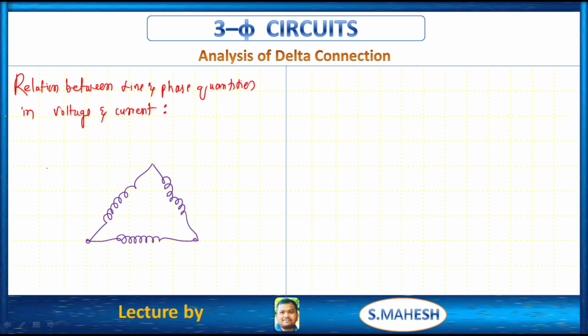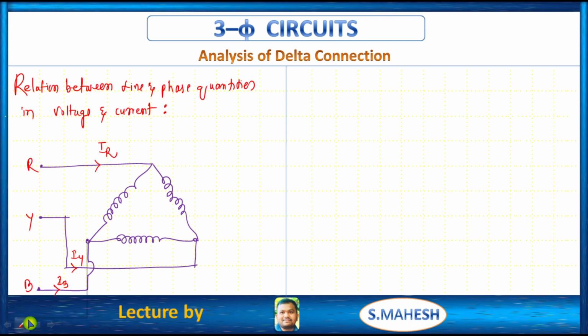Right. This is one wire. This is another wire from this B. This is another wire, right? This is R, Y, B. This is the line current I_R. This is the current I_Y. This is the current I_B. Clear?